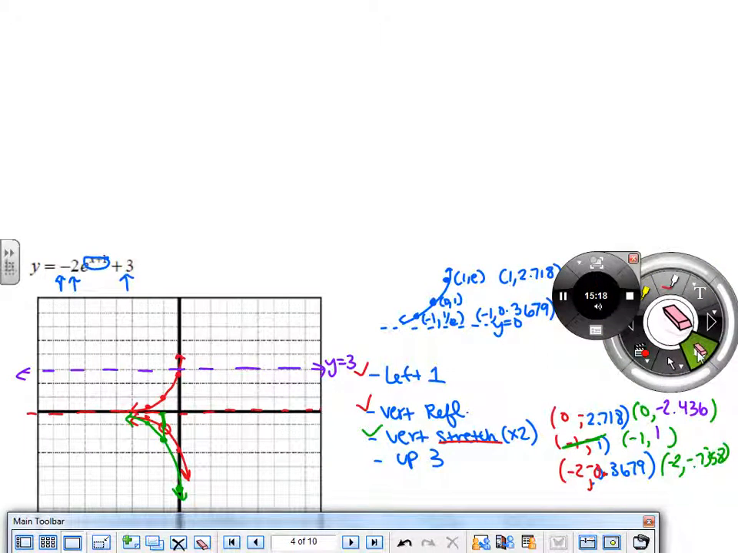And instead of negative 0.7358, if I add 3 to that, that's going to give me 2.2642. So I have my points there listed if I need them, if that helps me graph them. And I'm going to mark them on here and draw my final version of the graph.